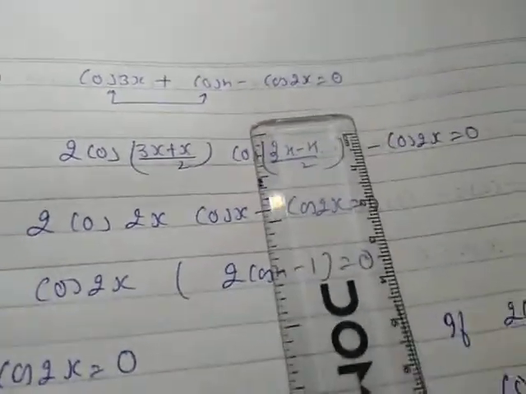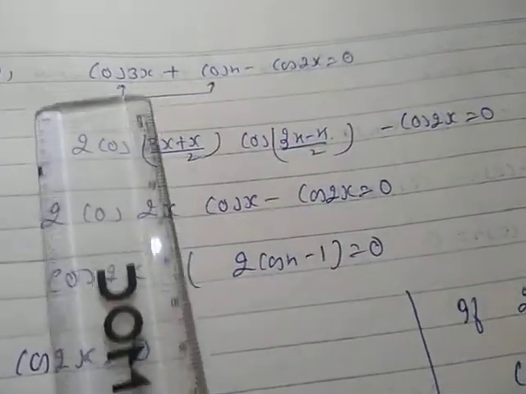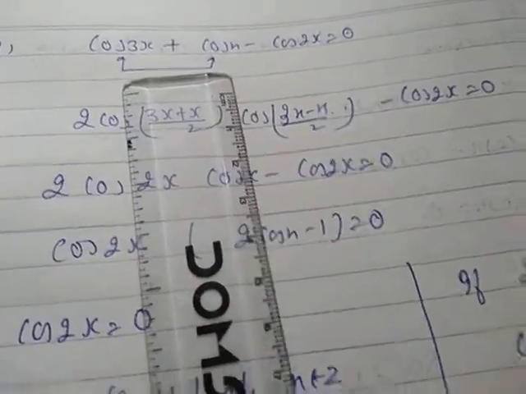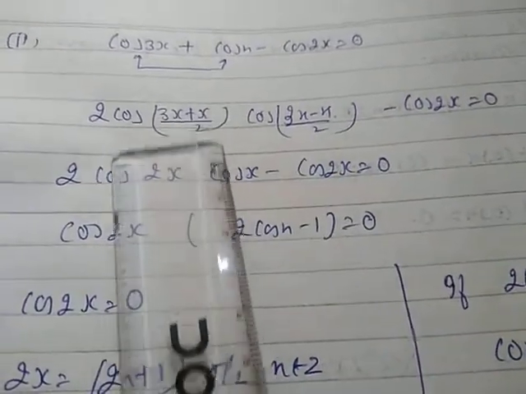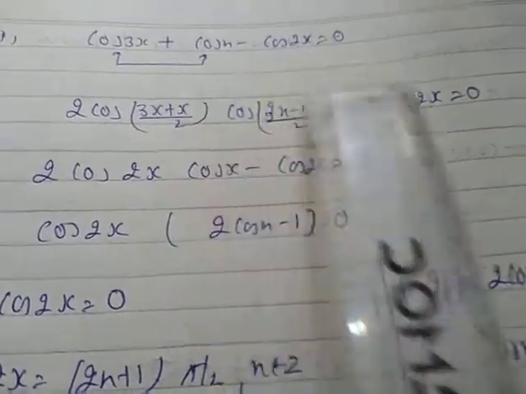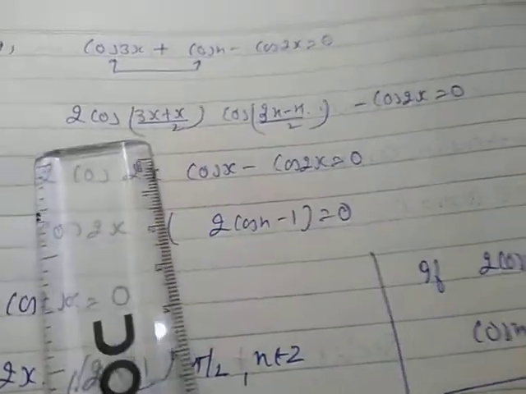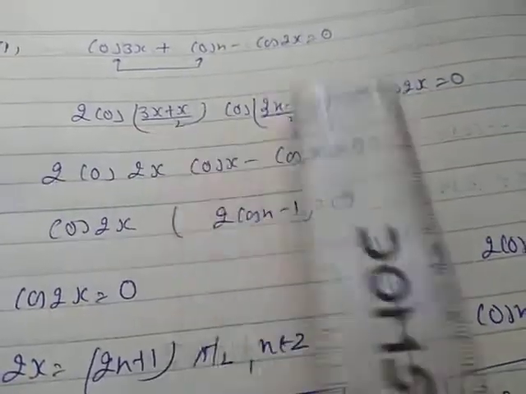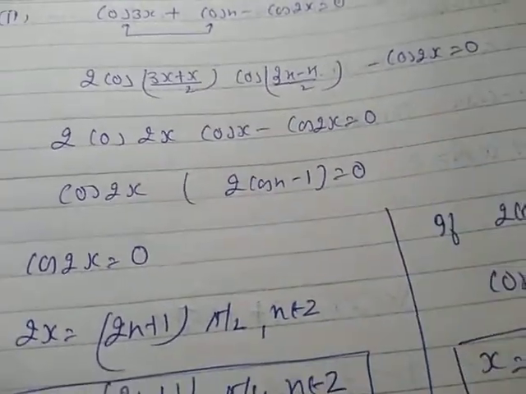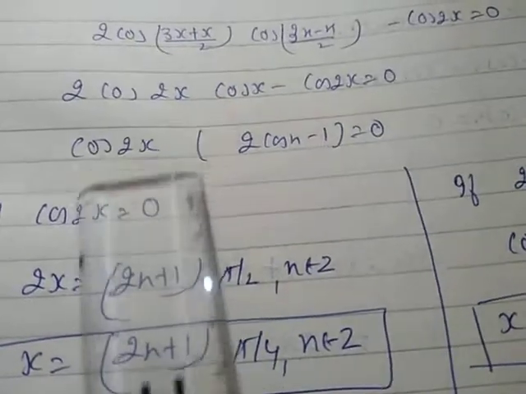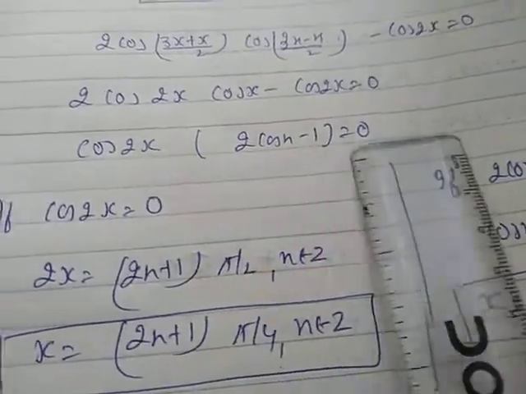Okay. Next question is cos 3x plus cos x minus cos 2x is equals to 0. First we need to take cos 3x plus cos x all together and apply the formula. Cos a plus cos b is 2 cos of a plus b by 2 into cos of a minus b by 2, minus cos 2x as it is. After calculation, this will be 2 cos 2x into cos x minus cos 2x is equals to 0. Here we can take cos 2x as common. Cos 2x under bracket 2 cos x minus 1 is equals to 0.